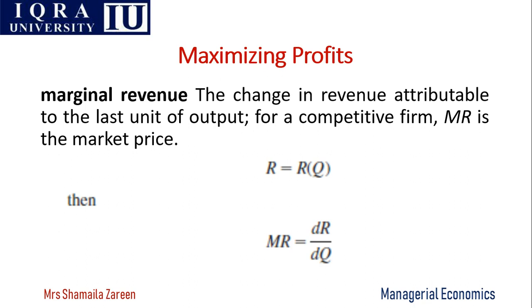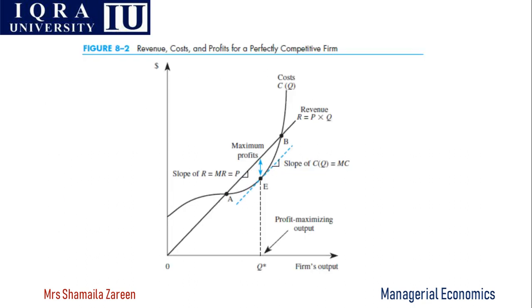The first equation shows the functional form, R equals R(Q), which is the functional form of this structure, marginal revenue. In this diagram, figure 8.2, we are actually showing how you could maximize the profit. So this profit can be maximized.